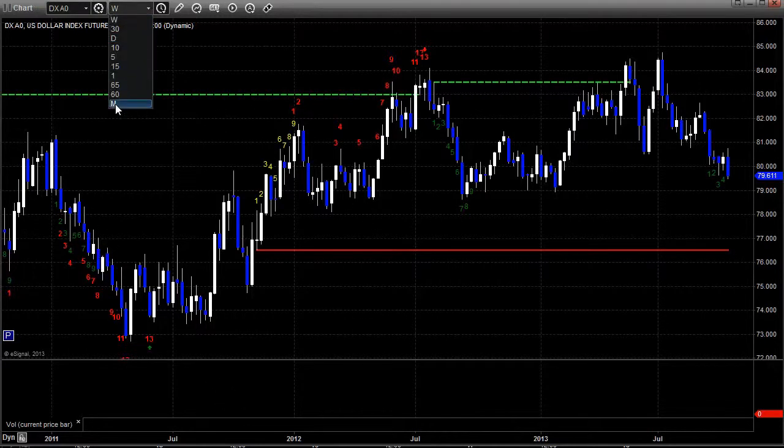Matter of fact, just for fun, and by the way, you'll note the 13 buy signal down here was the low on the weekly chart, the 13 sell signal up here was the high. So again, the Seeker tool, very powerful on the bigger time frames.